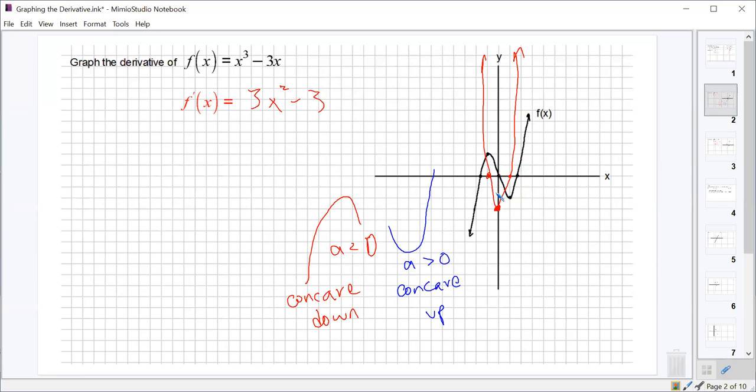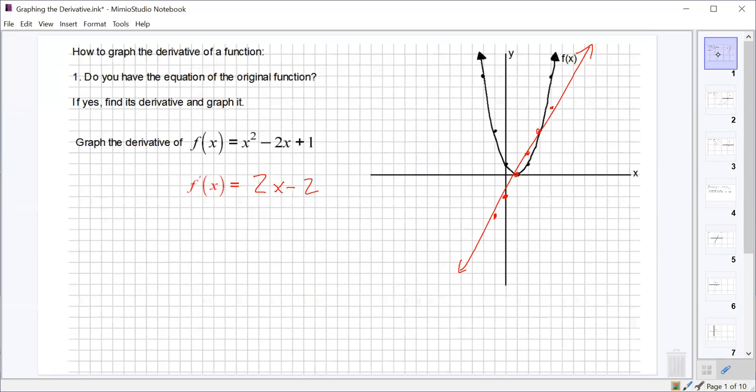Does everybody see that at this x value, at x equals 0, right here at the y-axis, where my derivative had a local min, my function went from being concave down to being concave up? Everybody agree with that, or no? Yes. Okay, let's go back to this one.